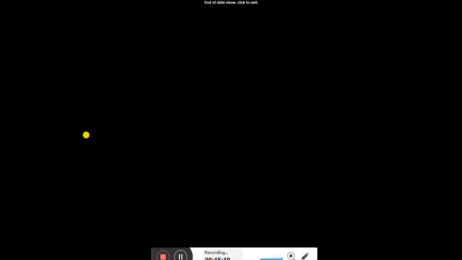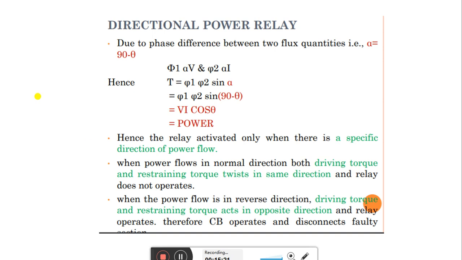So this is the end of this lecture, and today we have discussed the construction, principle and operation of the directional power relay.